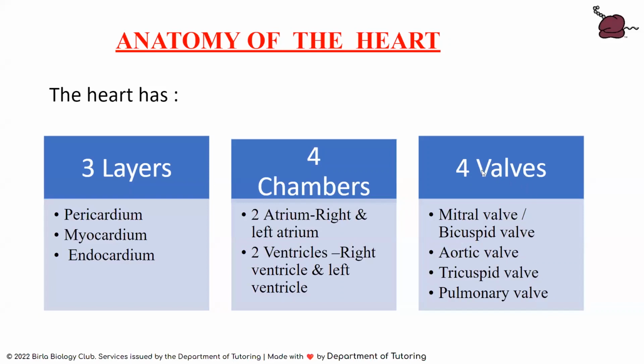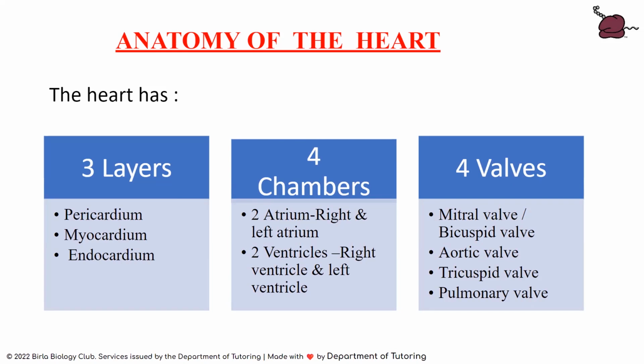Before we get into the diagram, we can see that the heart has three layers. They are called the pericardium, myocardium, and the endocardium. It has four chambers. They are called two atriums, which are at the right and left. The right one is called the right atrium and the left one is called the left atrium. And then two ventricles. The right one is called the right ventricle and the left one is called the left ventricle. Then we have four valves. Valves are like walls which allow only some materials to pass through. We have the mitral valve or the bicuspid valve, aortic valve, tricuspid valve, and the pulmonary valve.